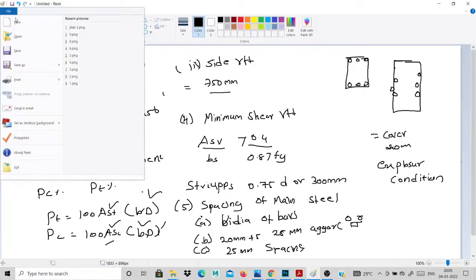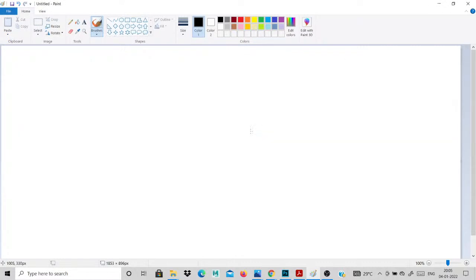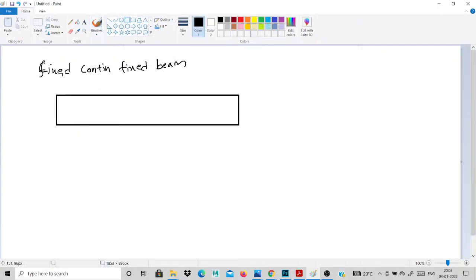Next, I will tell about some small diagrams about reinforcement detailing. First of all, I will tell about continuous fixed beam reinforcement detailing. This is our continuous fixed beam. I draw this one longitudinal beam. This is our continuous beam.